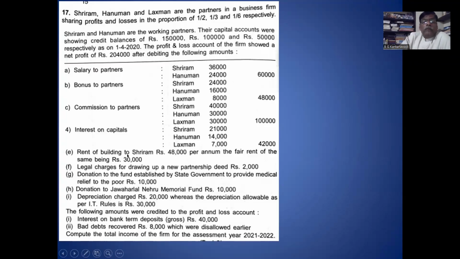Then rent of building to Sri Ram. Sri Ram is a partner and rent paid to Sri Ram is 48,000, allowable as per business rules. If you use the building of the partner, you have to give rent to the partner. Per annum, the fair rent of the same building is 30,000. This is very important.